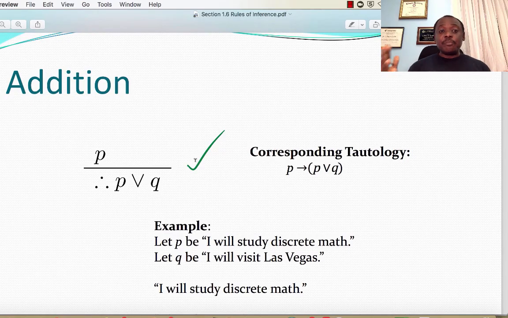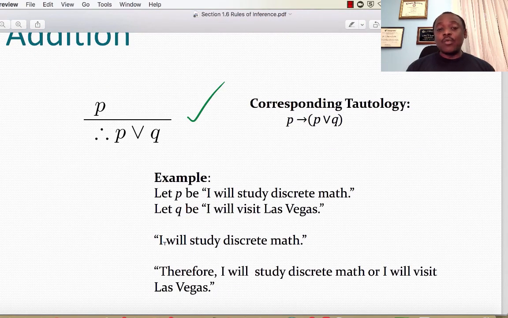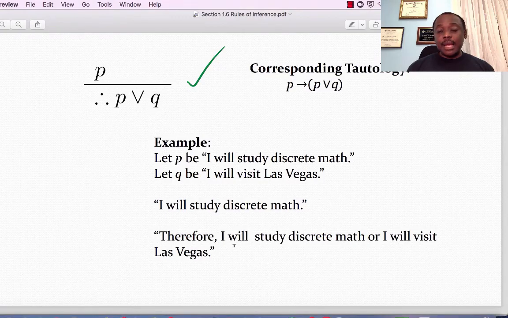So addition: if P is true, then I can always conclude that P or Q is true. So P is I will study discrete math and Q is I will visit Las Vegas. If I know that I will study discrete math for sure this summer, then you can conclude that this summer Dr. Eyabi will study discrete math or he will visit Las Vegas or he will go down to Cameroon or he will go up to Boston. You can add as many things as you want using or. And that rule of inference is known as addition.